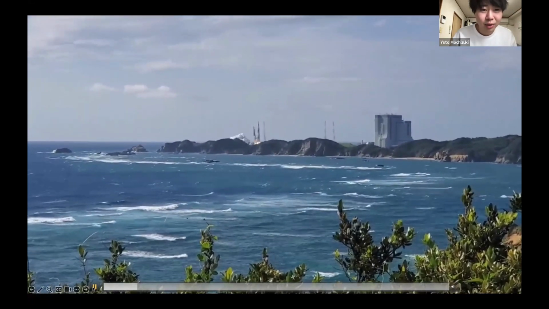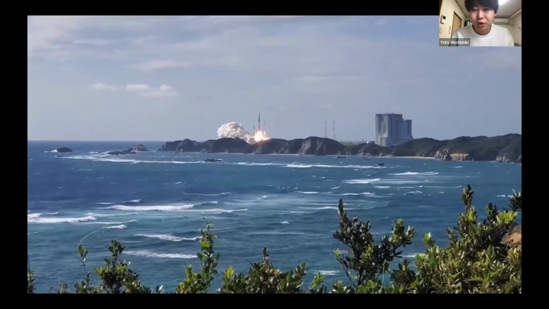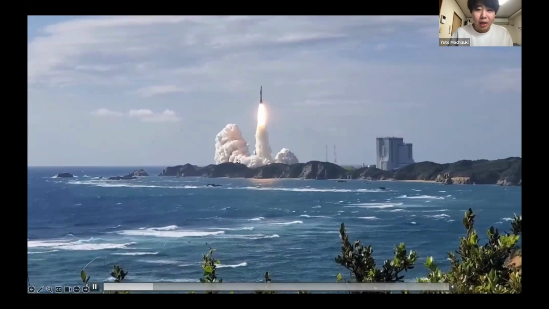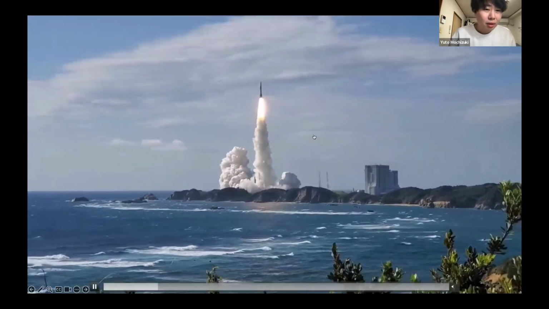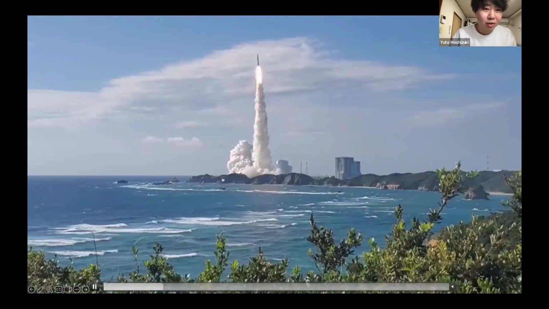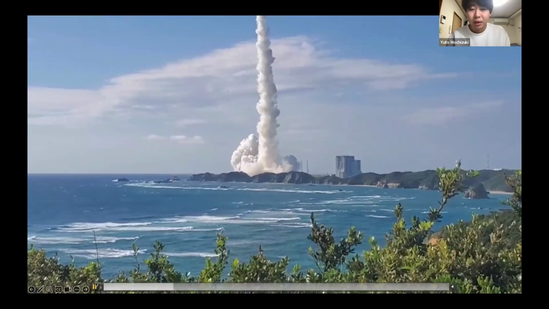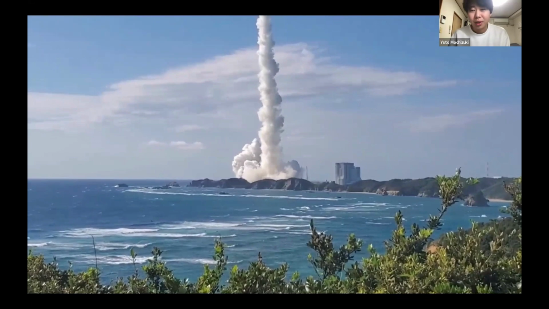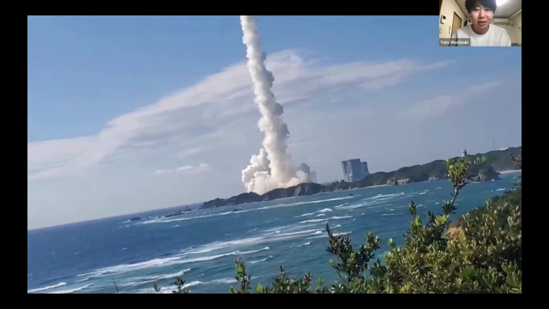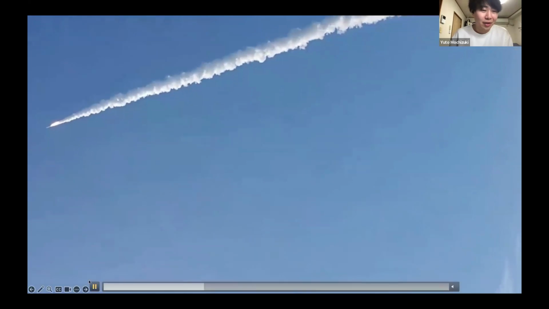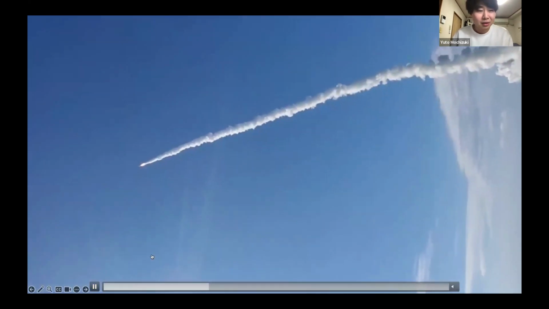I visited the Tanegashima Space Center in Japan two years ago, and I took the picture and movie. It was one of the most impressive moments in my life, and I hoped for the success of the launch because my master's and PhD thesis is very dependent on it.